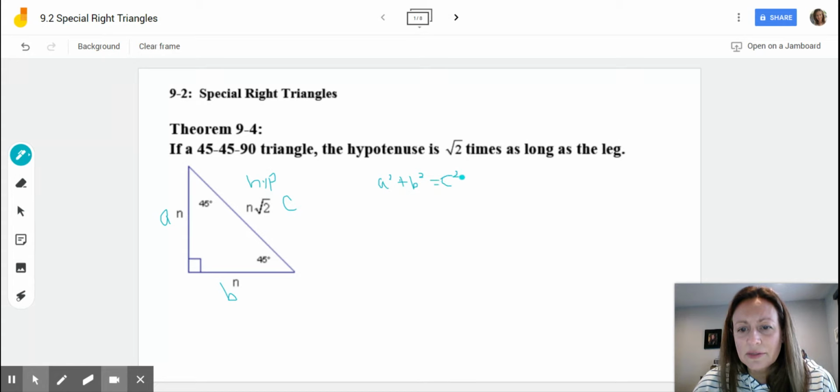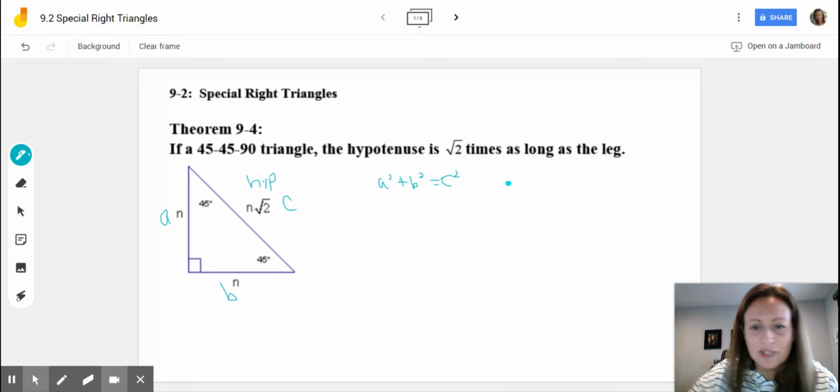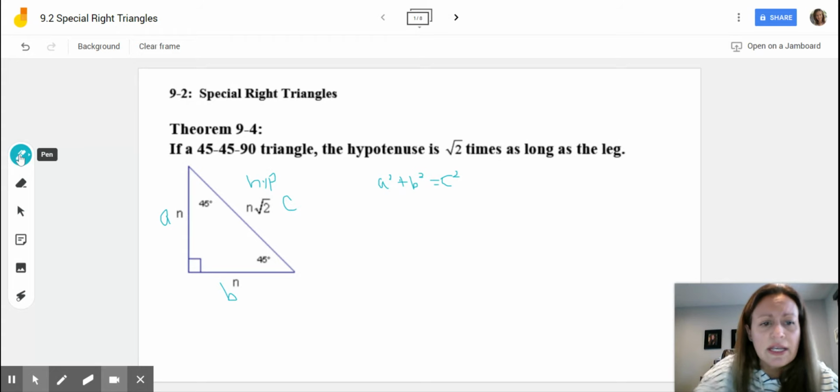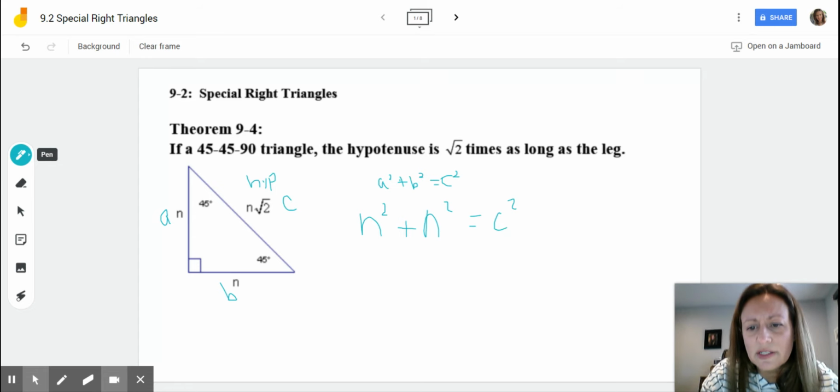This is going to be a little slow with the mouse. I'm going to try now switching to a different way of writing on the screen. Anyway, plugging into a squared plus b squared equals c squared, if I put an n for a and I put an n for b, the next step to figure out the hypotenuse would be to add together n squared plus n squared.